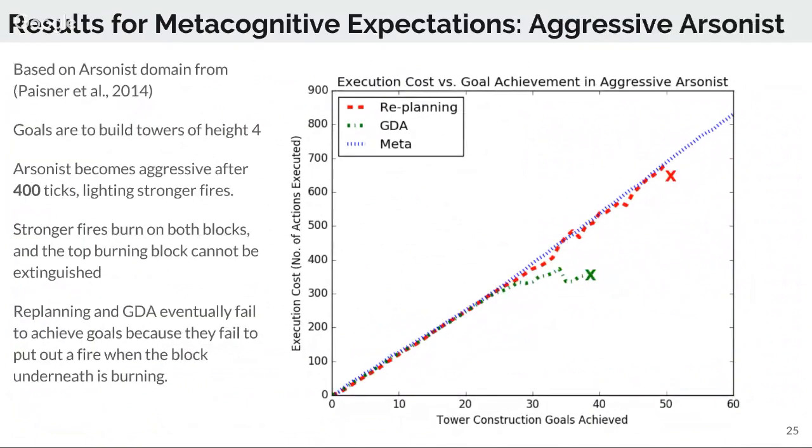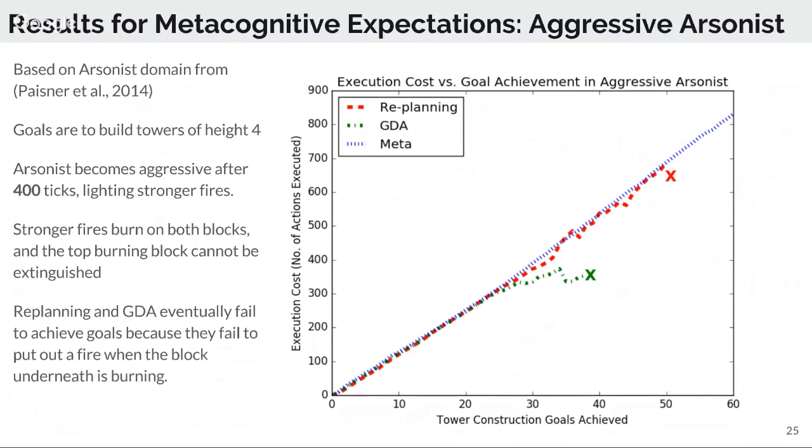And we did another experiment in another domain that has a similar property. So it has kind of a permanent change over time. We call this aggressive arsonist. Just for the sake of time, I might not go into as much detail, but I'm happy to take questions or feel free to ask me later. This is based on the arsonist domain from Paisner and others from 2014. Essentially, it's the blocks world domain where blocks can be lit on fire.